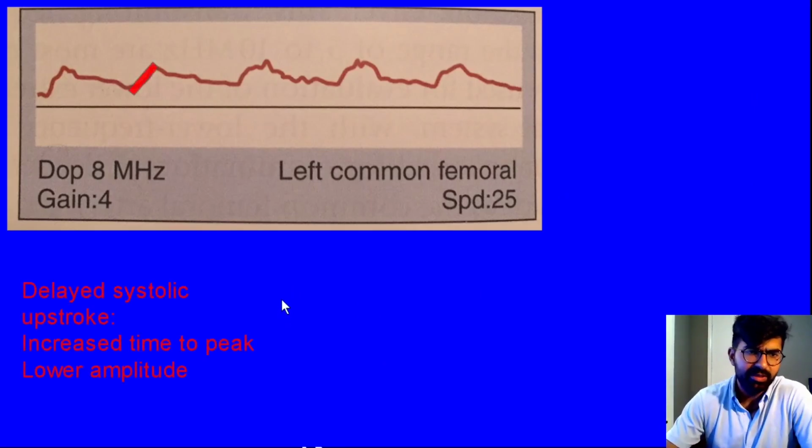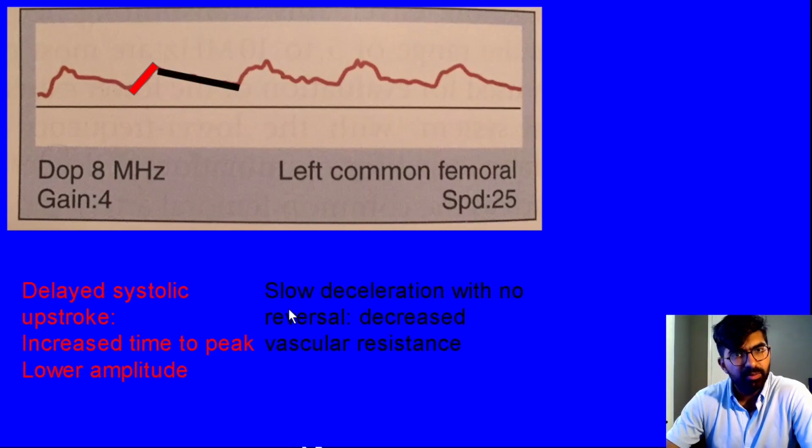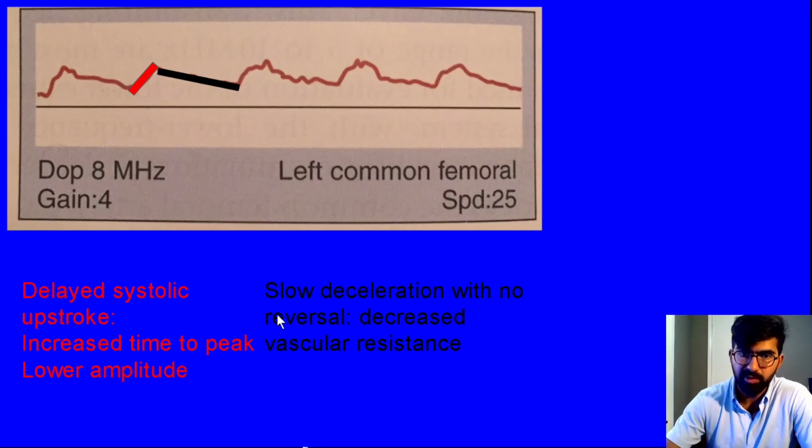What do you notice about the upstroke? Well, it's delayed, and this represents an increased time to peak as well as lower amplitude. What about the deceleration? Well, the deceleration is definitely not as sharp as a normal waveform, and it does not have flow reversal, which represents decreased peripheral vascular resistance.